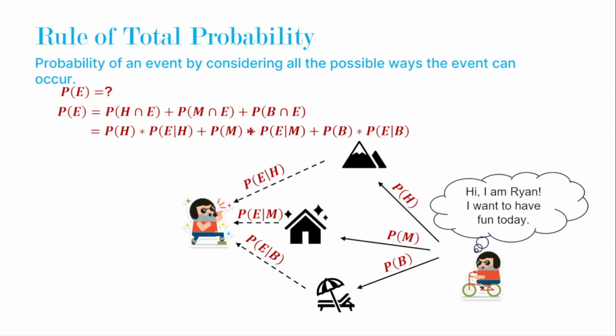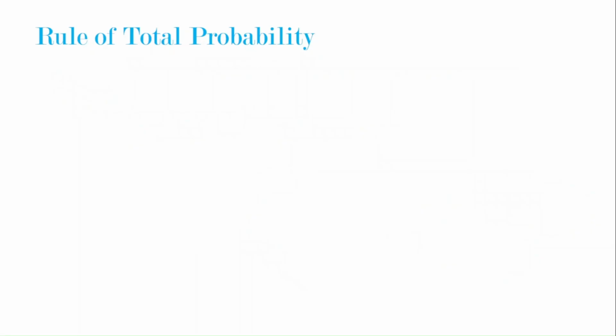In case you are facing difficulty in understanding how we got this relation, revisit our previous video where we discussed the multiplication rule and the conditional probability. Let us consider one more example.